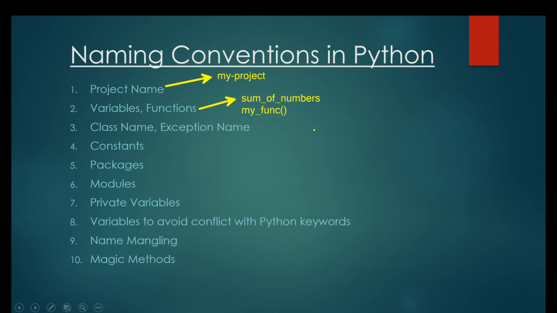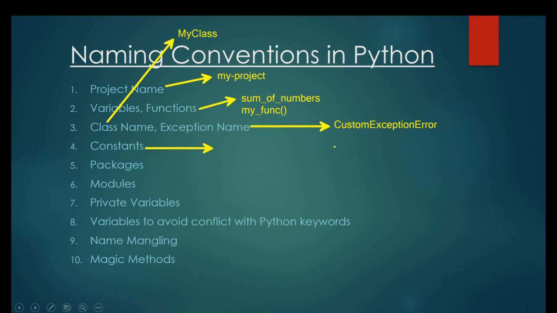Now coming to class name and exception name. For class name we follow Pascal case or upper camel casing. So MyClass is an example of using upper camel casing. Then coming to the exception name. For exception names also we follow upper camel casing or Pascal case. If I write a custom exception, whenever you are naming your custom exception or any exception, you should always end with the word Error. This is another standard that is followed when we name custom exceptions in Python.